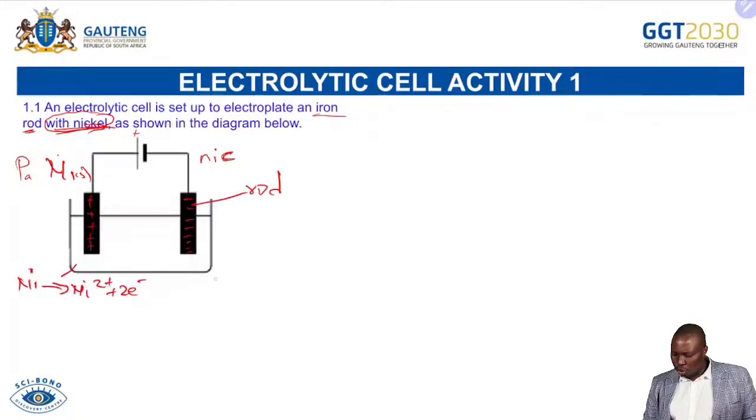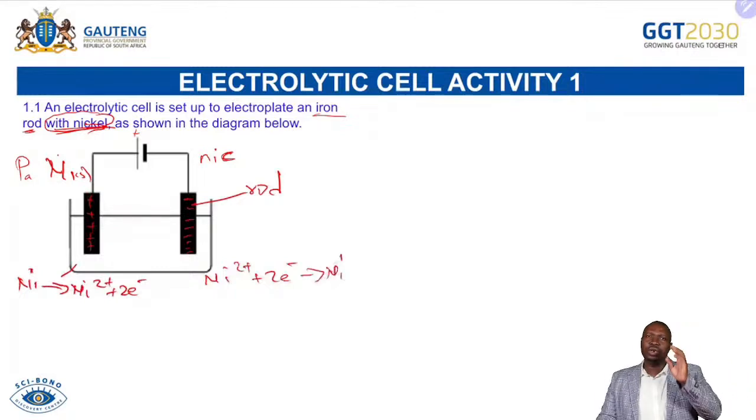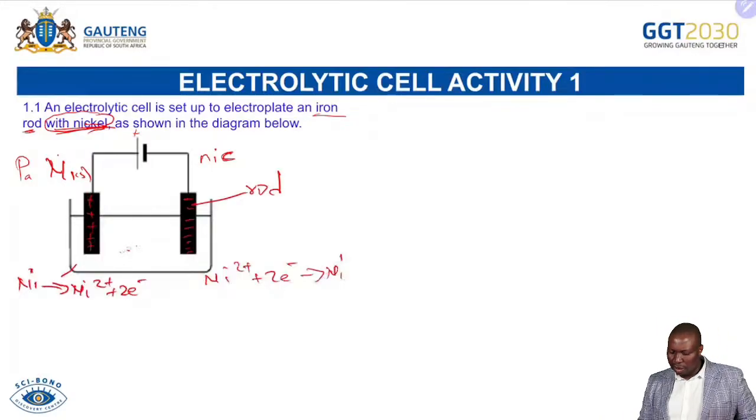Definitely at the cathode, you have the reverse reaction, which is nickel 2 plus gaining electrons. Remember, when I started, I talked about a question like this one, and I said that during electroplating and during purification of a metal, the concentration of the electrolyte, which is nickel 2 plus, remains constant. Why? Because the rate of oxidation is equal to the rate of reduction.